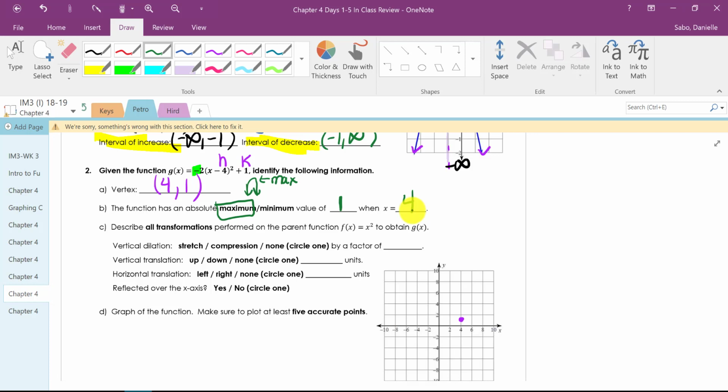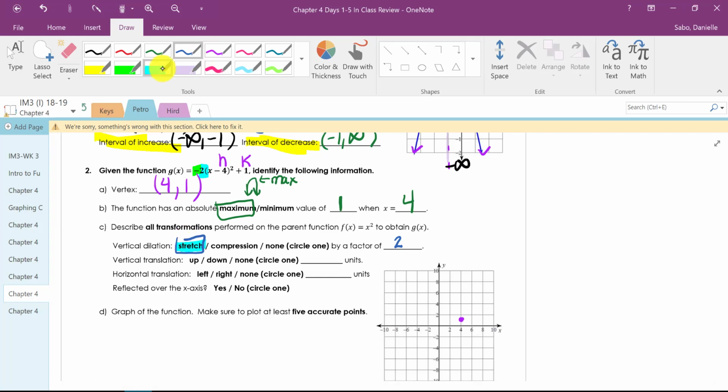So describe all transformations from the parent function f of x. So we have vertical dilation. That just means stretch or compress, and you might not have one all the time. So you can circle none if that's true, but in this situation, in blue, we are going to be stretching because it's bigger than 1. Remember, if I multiply you by 2, you're going to get a lot taller and a lot skinnier. So it's a factor of 2. So stretch by 2.